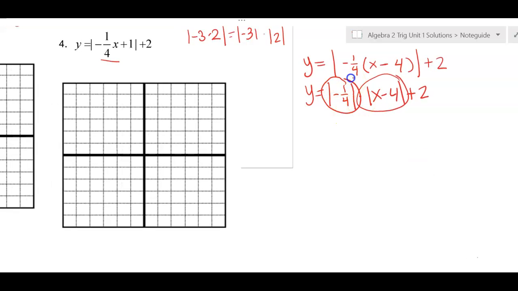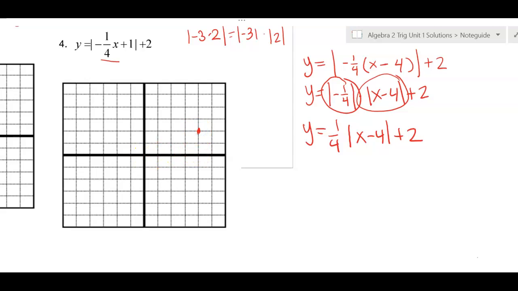However, I do know the absolute value of -1/4. What is the absolute value of -1/4? 1/4. So this is 1/4 times the absolute value of x minus 4 plus 2. So that's how we'll deal with that. If it's not set up the way that we want it to be, we can make it set up the way we want it to be. Okay? And now we can graph like we did before.